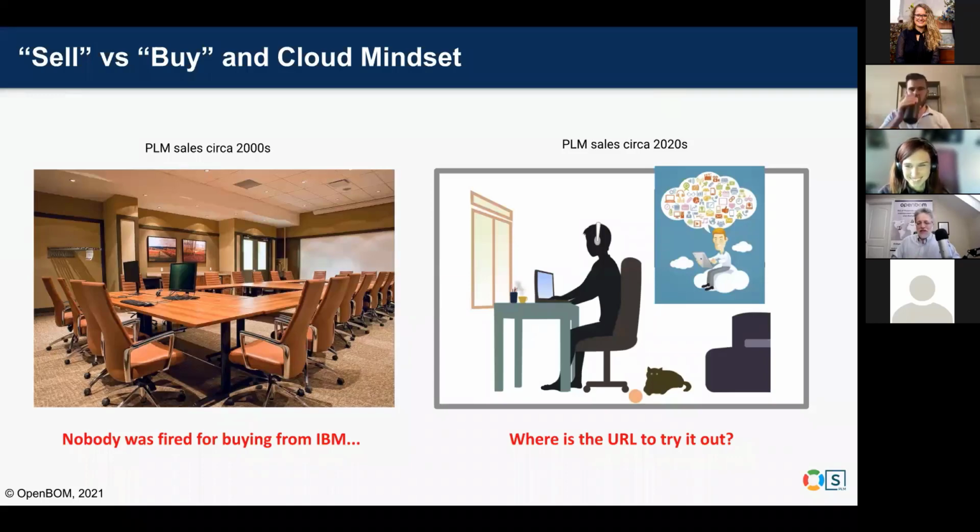So back in 2000, we were selling PLM in the boardroom. And again, nobody ever got fired for buying from IBM. This, by the way, is still true. So don't feel guilty if you buy from IBM. It's a great company, and they make great service and products. But that's how you were selling systems.